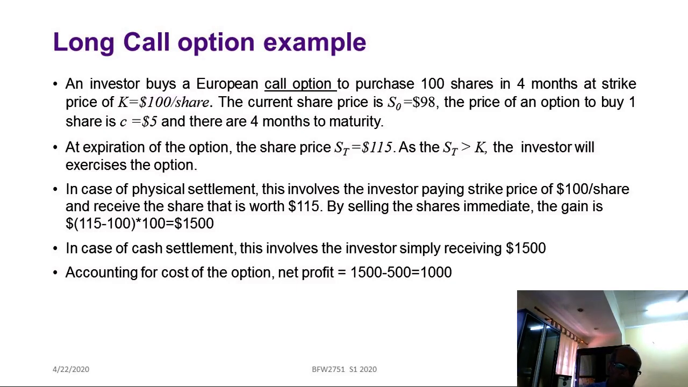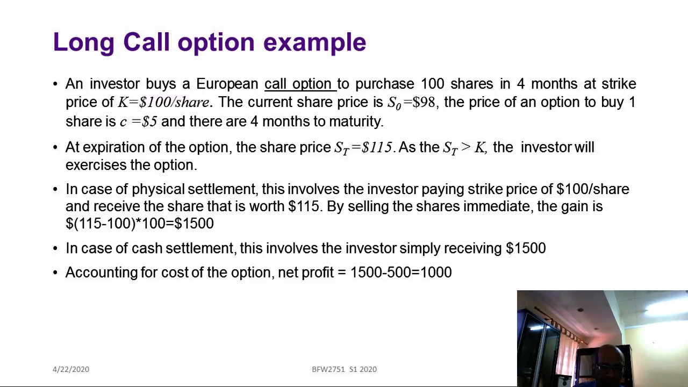Look at that. So what gain do you make? $115 minus $100, times 100: $15 times 100 is $1,500. That is your gross payoff. In the case of cash settlement, this involves the investor simply receiving $1,500 from the seller of the option. Rather than you going to collect the shares and then selling them again, you just go to the option writer and say, hi, you agreed to sell it to me for $100. Now the price has gone to $115. Pay me the difference.